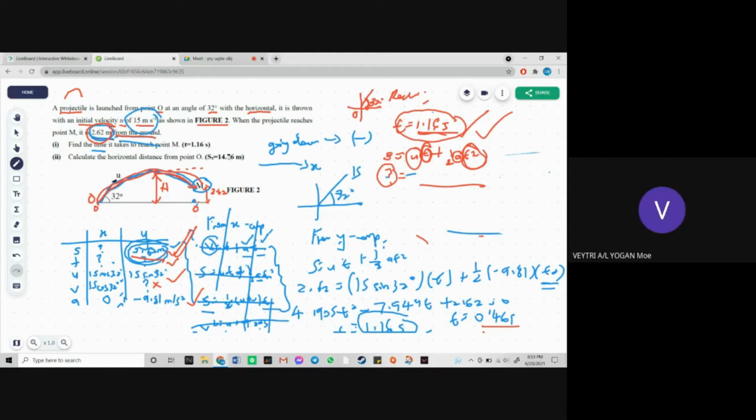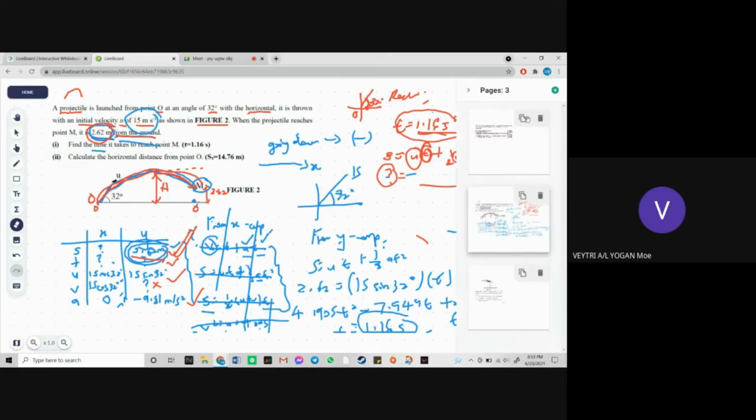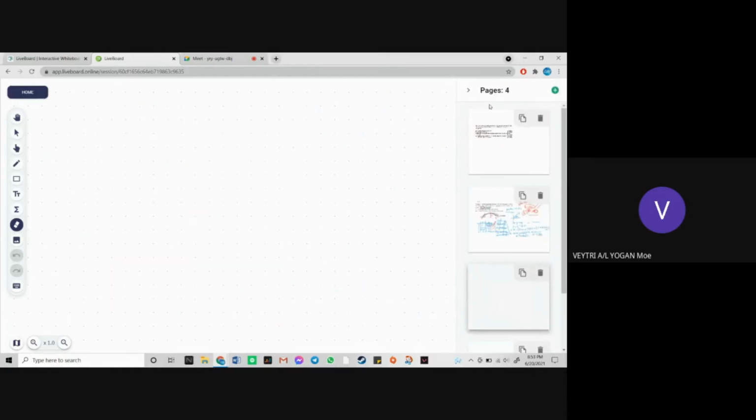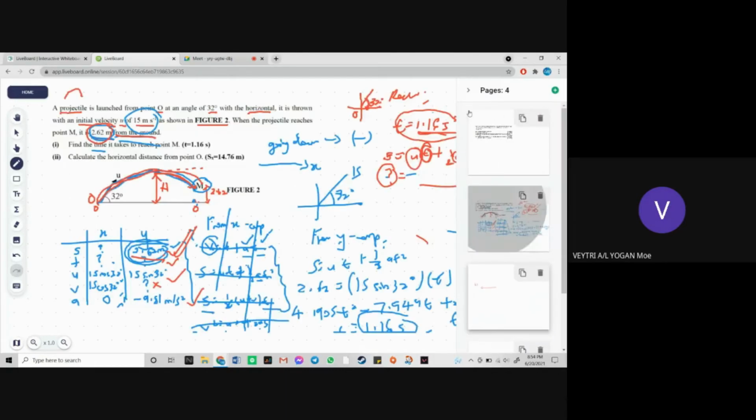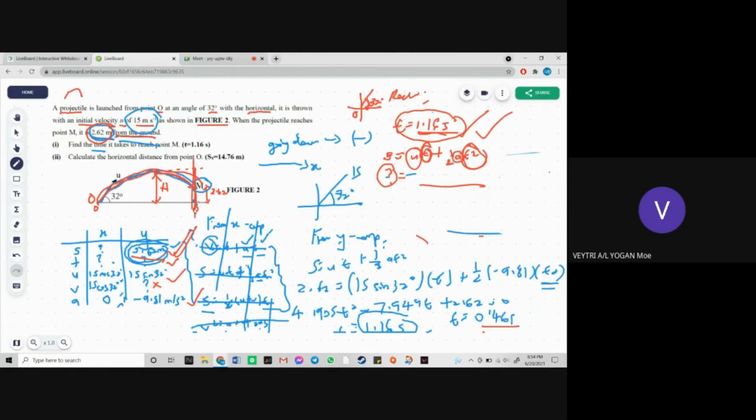Faham. Alright. Okay. Now, let's go to B. Calculate the horizontal distance of point O. B, calculate the horizontal distance. So, tadi kita dah cari apa? We are talking about still here, M from point O. Maksudnya dari sini sampai sini.